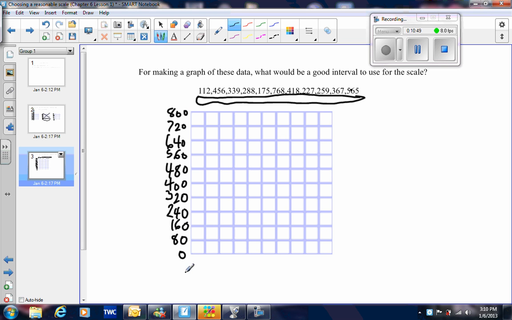All right, so you will always choose your scale. You can see each one of these lines is the same space away. So you want all of these things to be the same space away. So that's why you choose your interval. Each of these has 80 in between it, all the way up. Okay. All right, so I hope that helps as you are choosing the appropriate scale for your data.